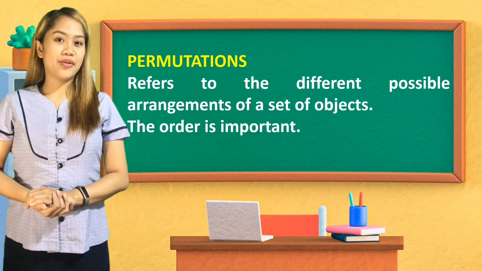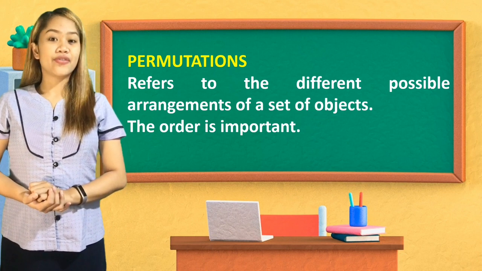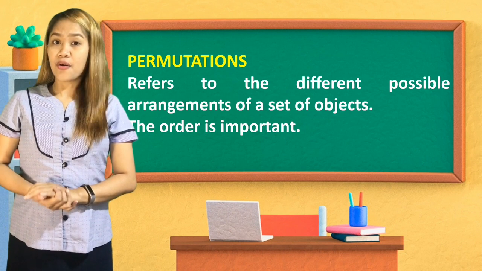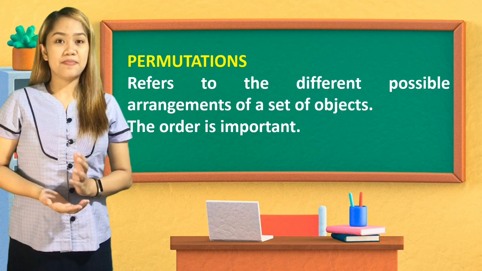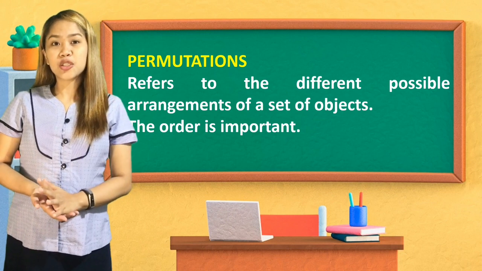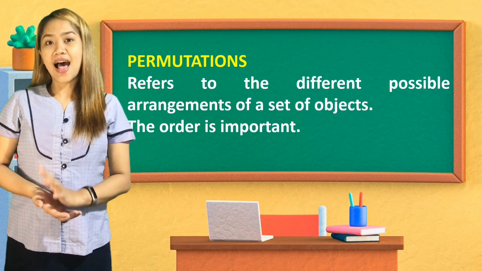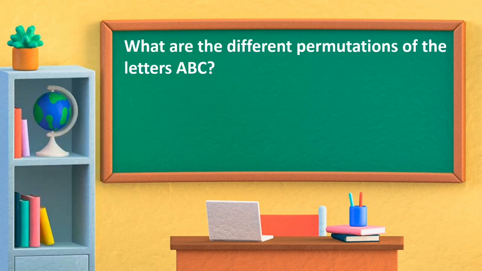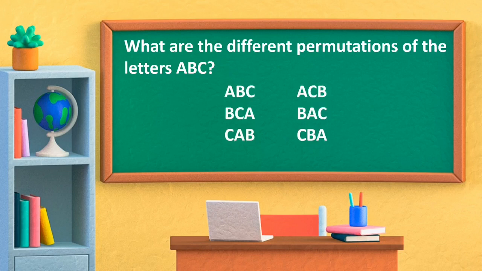Let us define permutations. Permutations refers to the different possible arrangements of a set of objects, and the order is important. Now, what does it mean? For us to understand the definition of permutations, let us have a very simple example. What are the different permutations of the letters A, B, C? So we have here ABC, BCA, CAB, ACB, BAC, and CBA.